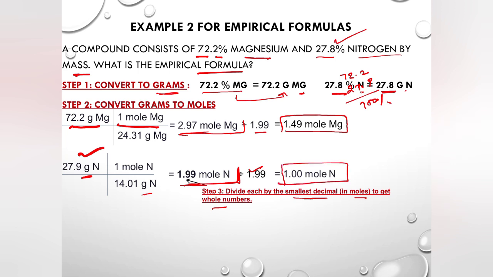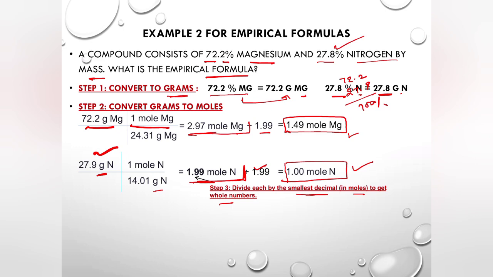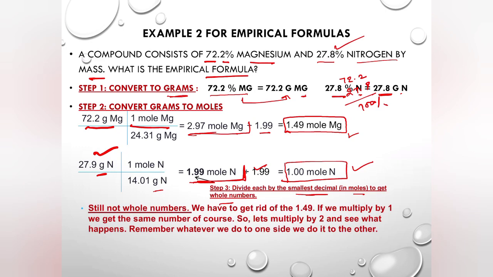But again there is a problem. We get the number of moles of nitrogen as a whole number, but the moles of magnesium is not completely converted into a whole number. Now to overcome this problem, we multiply by a suitable number to get the whole number. We have to get rid of 1.49. If we multiply by 1, we get the same number. So let's multiply by 2 and see what happens.